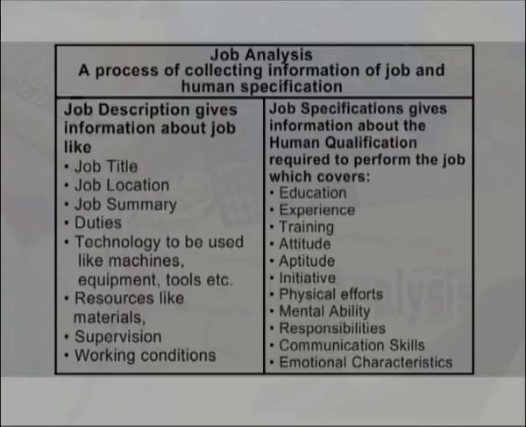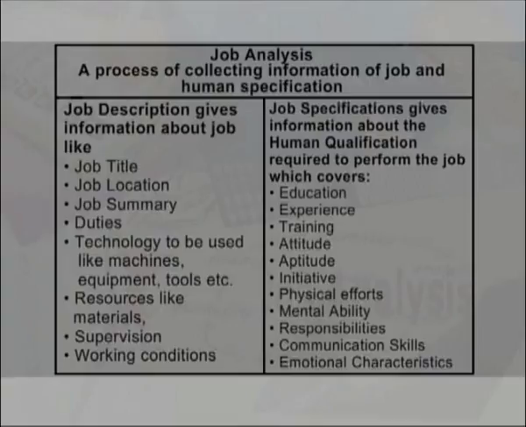Job description gives us information about the job, like job title, job location, job summary, duties, technologies to be used like machines, equipment, tools, etc. Resources like materials, right? Supervision the person gets, working conditions. So all this gives you information about the job, and that statement is called the job description, popularly known as JD. When you apply to any company, I'm sure you must be asking what is my JD. So JD is nothing but the definition of the job itself.